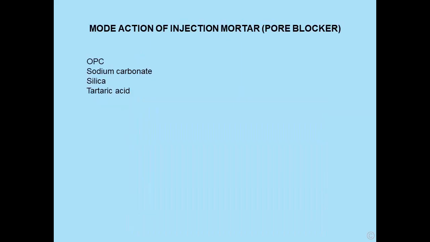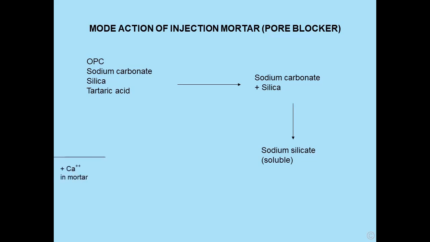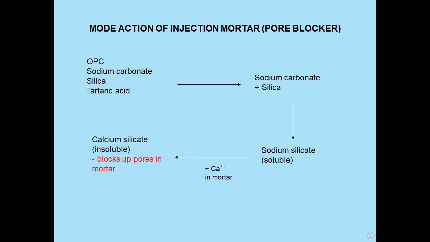How does it work? Well, injection mortar basically consists of ordinary Portland cement, sodium carbonate, silica, and tartaric acid, the latter being there to slow the set. When mixed, they form sodium carbonate plus silica. These two together form sodium silicate, which is soluble, that diffuses through and into the mortar beds where it reacts with calcium and forms calcium silicate, which is insoluble, and this blocks up the pores in the mortar.